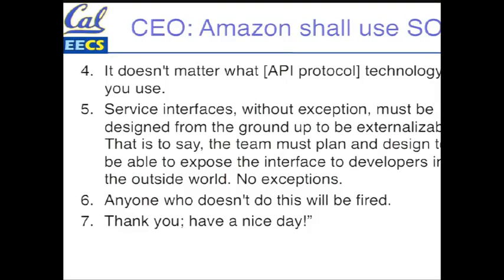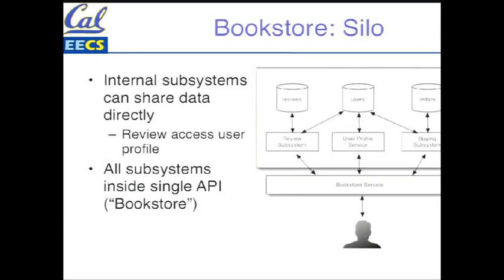So to make it more clear what a service-oriented architecture is, here's an example that we've got in the book. So this is a monolithic one, right? There's a bookstore service. These things can do direct reads from each other's databases, invoke each other. But the user has to go through the single API, the book service.